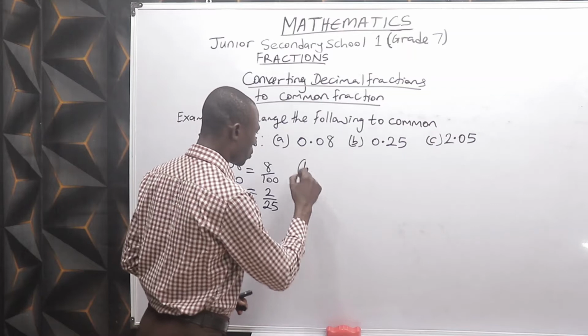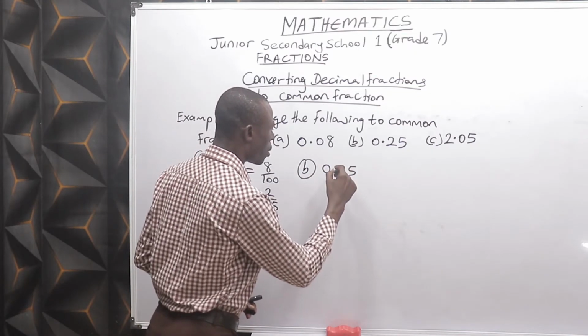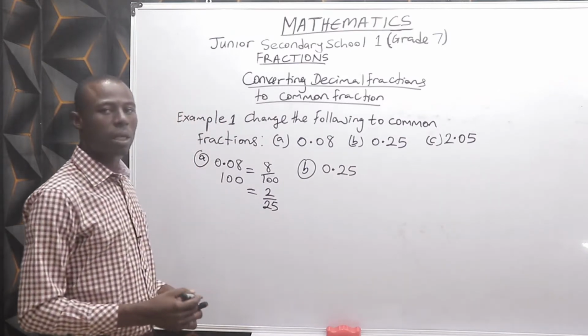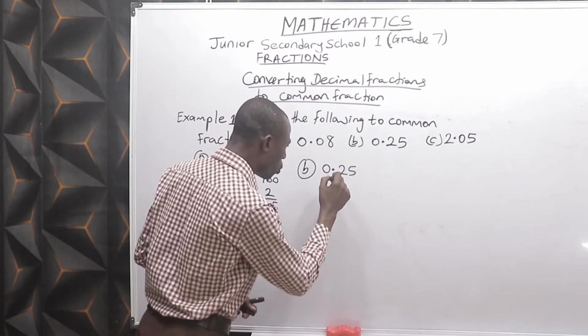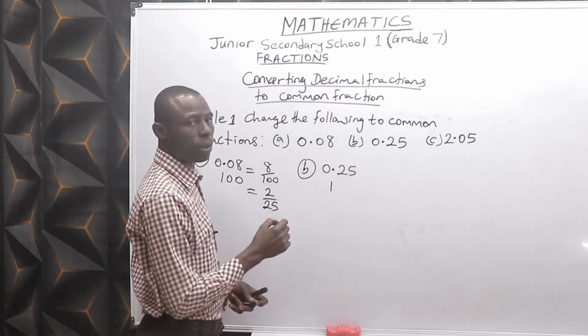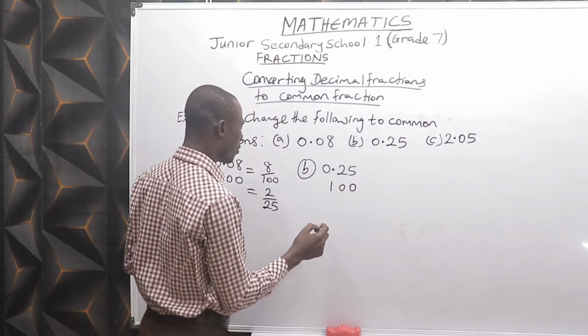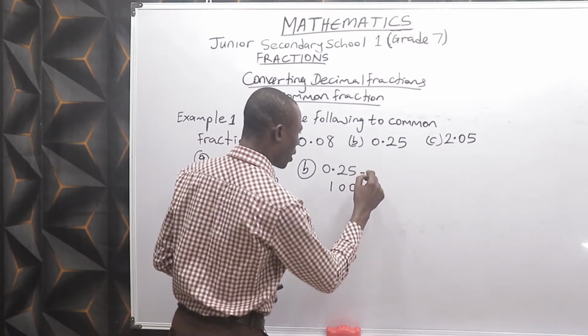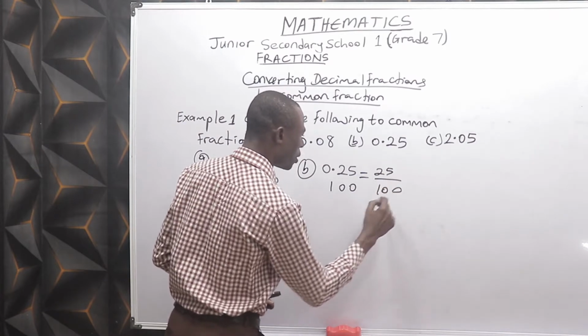Question B, 0.25. How do we write this as a common fraction? Put 1 under the decimal point, 0 under 2, 0 under 5. This is just like we are writing 25 over 100.